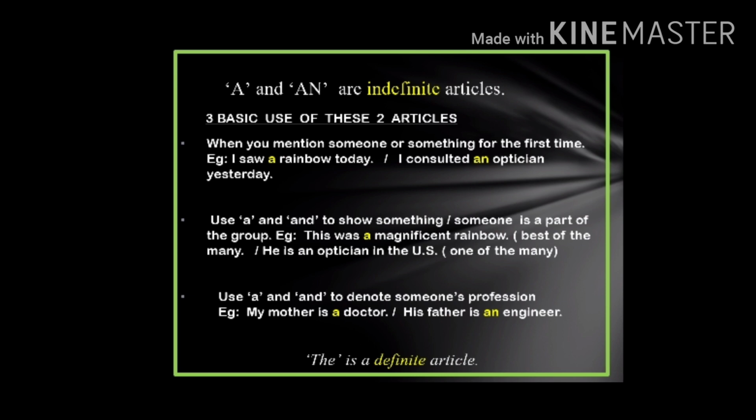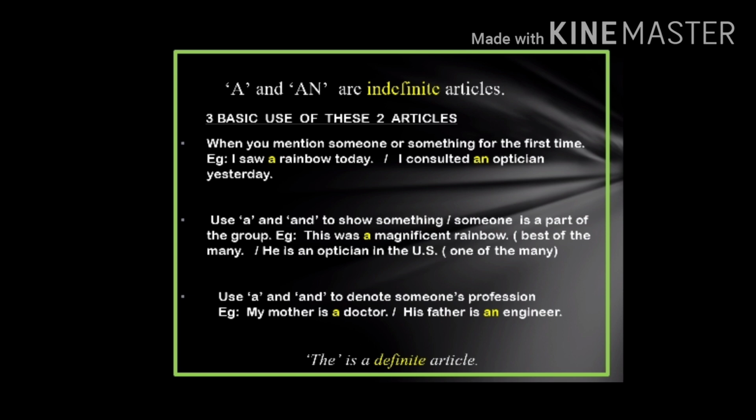I saw a rainbow today. I consulted an optician yesterday. Secondly, use a and an to show that something or someone is a part of a group. Now, this was a magnificent rainbow. That means I am trying to tell you that this was the best of many. He is an optician in the USA. That means he is one of the many opticians. And lastly, use a and an to denote someone's profession, like my mother is a doctor, his father is an engineer.